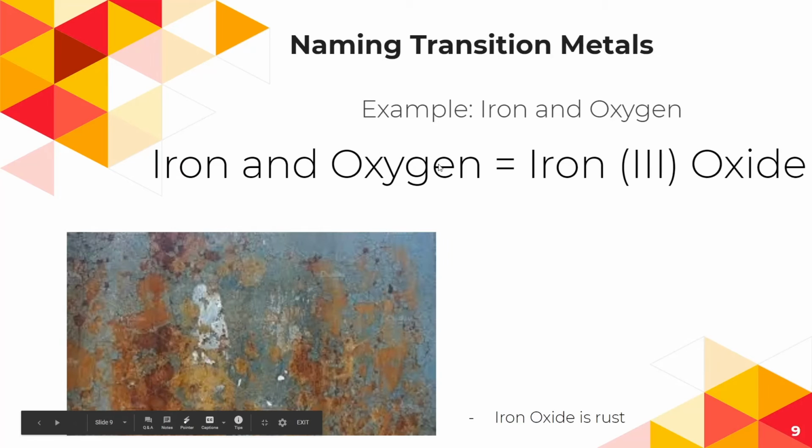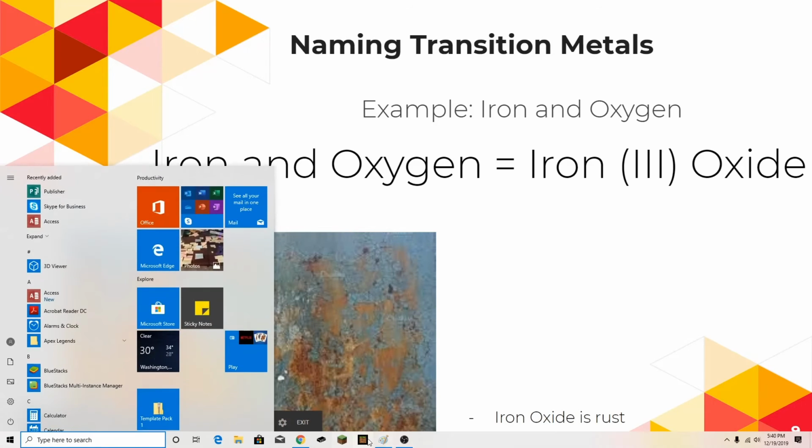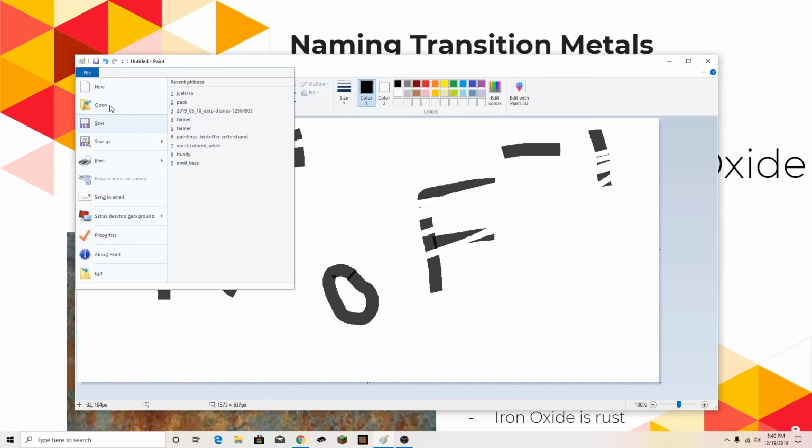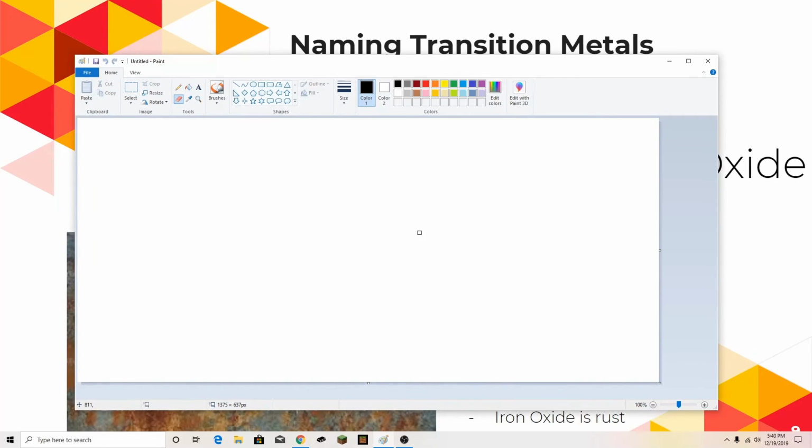Yeah, as you see here. And the transition metals like iron, it can either be iron 3 or iron 2. You just have to figure out which one it is. So I'm going to erase all this.